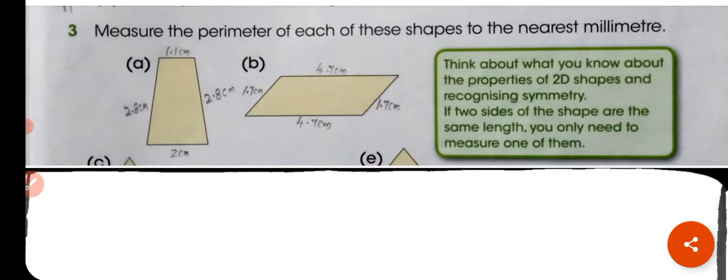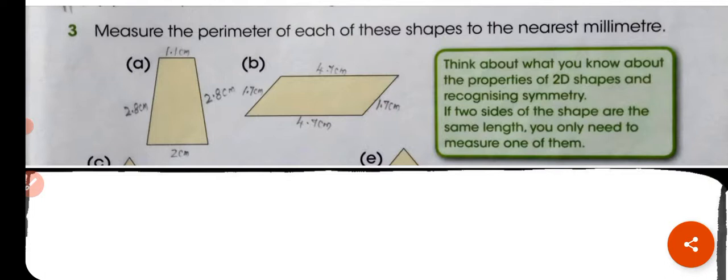Okay. As you already learned, the perimeter of a shape is the distance around the shape. The distance around the shape is known as its perimeter. To find the perimeter of a shape, you should find the sum of the length of all sides.